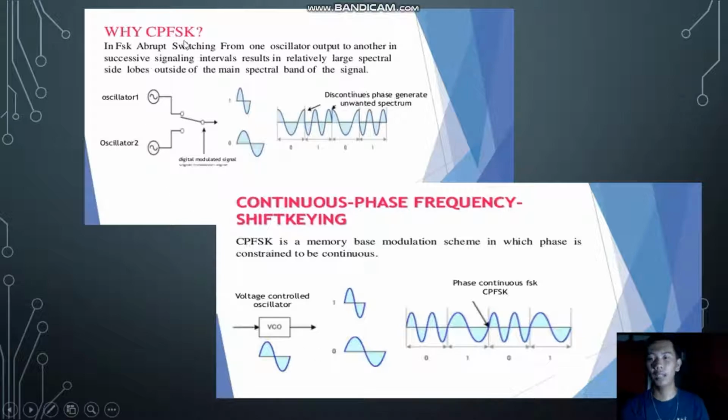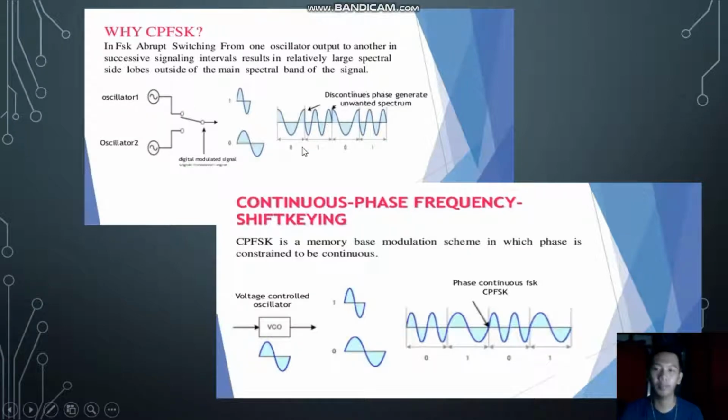So why CPFSK? In FSK, switching from one oscillator output to another in successive signaling intervals results in relatively large spectral side lobes outside of the main spectral band of the signal. So we have seen here oscillator 1, oscillator 2, 1, 0. At this point, we have a discontinuous phase that generates unwanted spectrum. So this is not continuous.